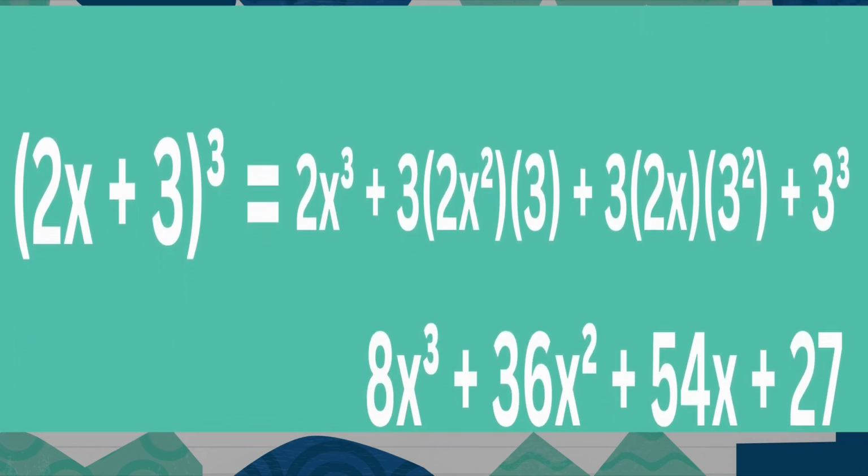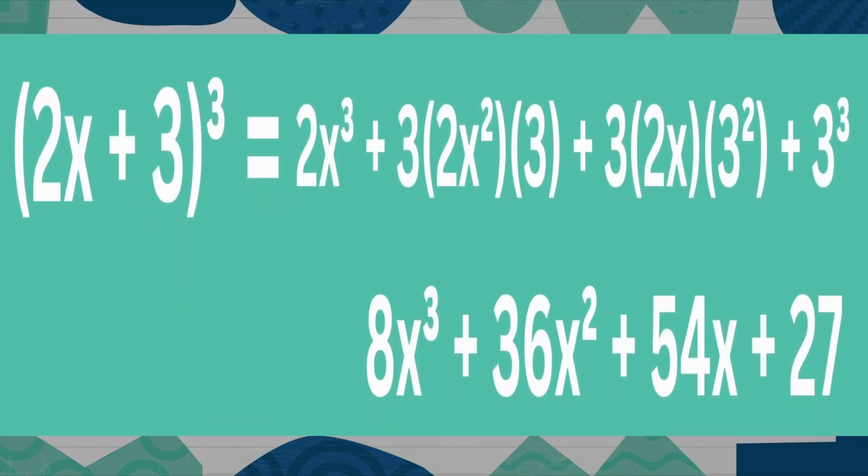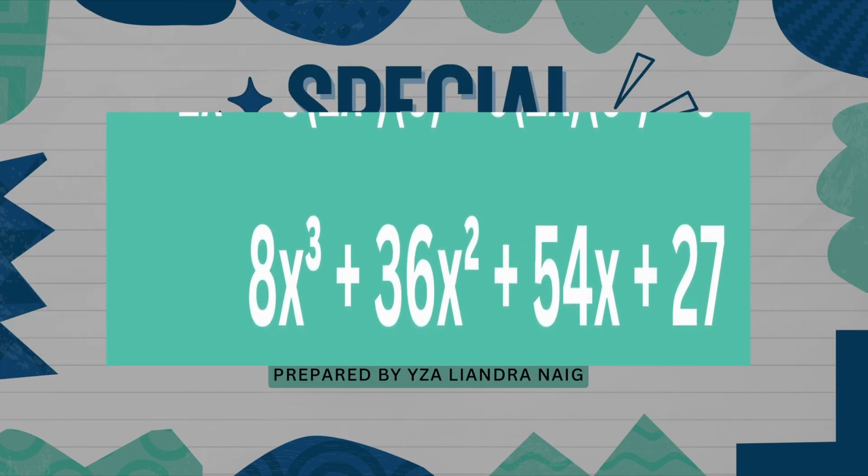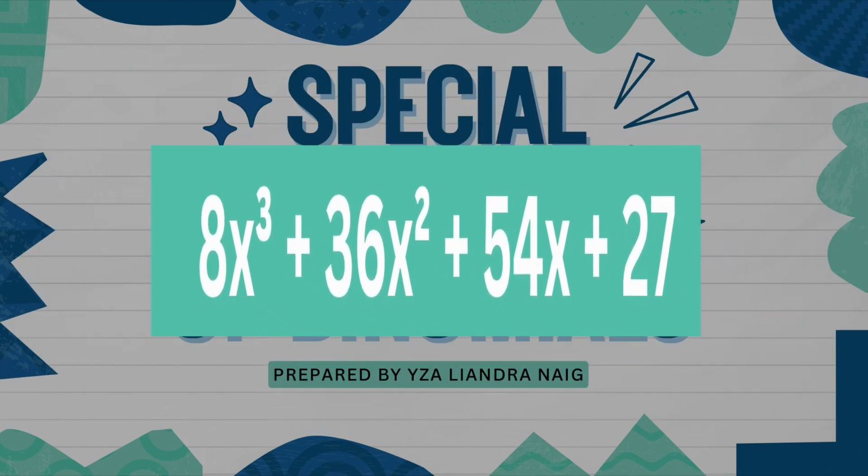Simplifying this, we will get 2x cubed, 8x cubed, 3 times 2x squared. 2x squared is equal to 4x squared times 3 is 12x squared times 3 is equal to 36x squared. 3 times 2x is equal to 6x times 3 squared, which is 9, is equal to 54x. And 3 cubed is equal to 27.